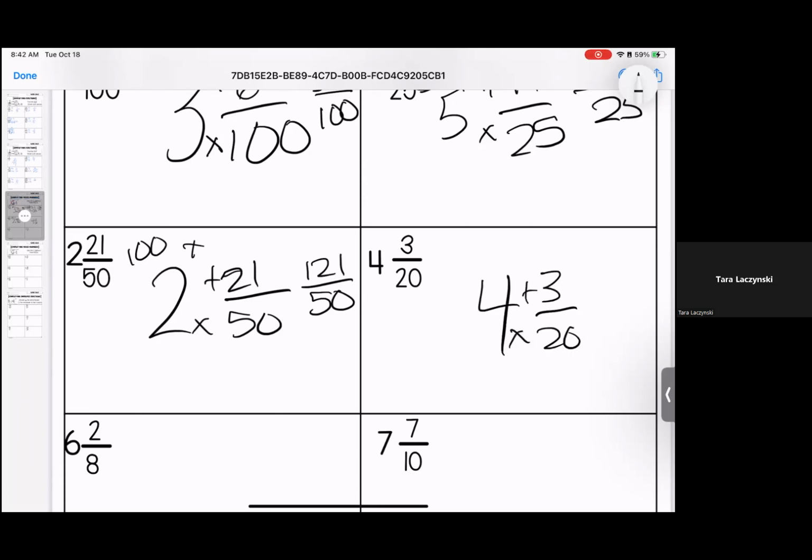Multiply by the bottom, add the top. Each of the 4 boxes holds 20 pieces. That means we have 80 in total. Add those to the 3 pieces. We have 83 pieces.